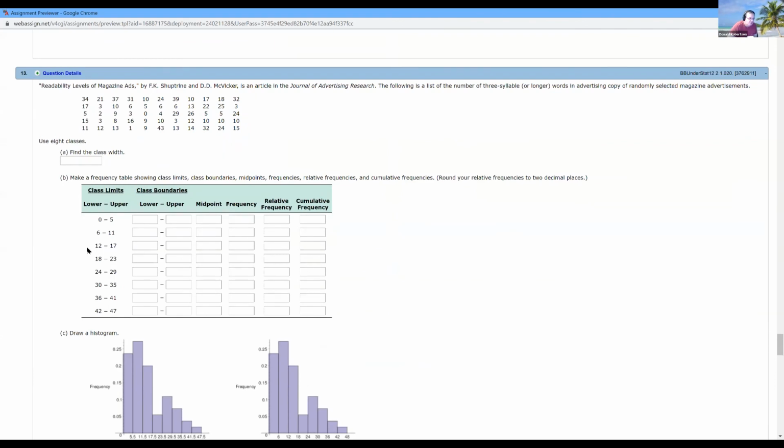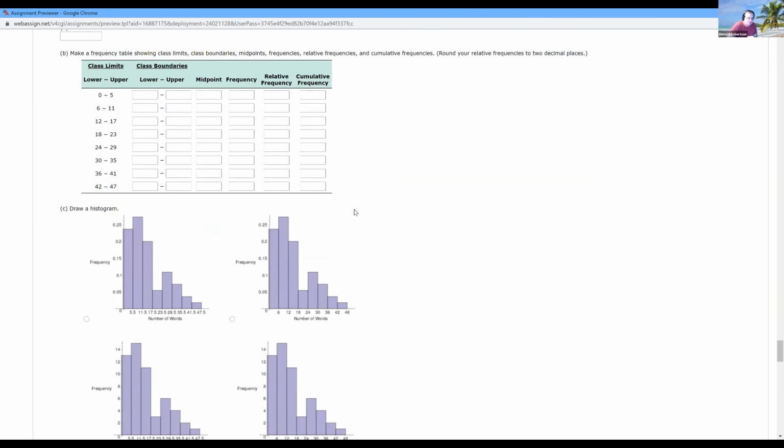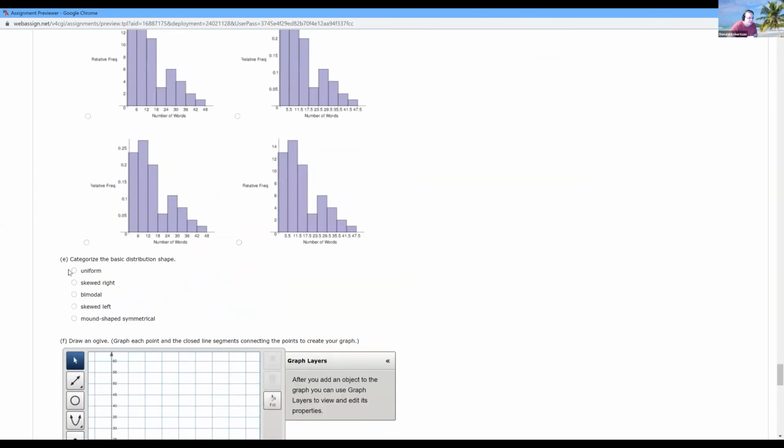I have no idea why it's called that. Here's another one where you basically fill in lower and upper and all that good stuff and relative and cumulative frequency. You do a histogram. And then they talk about which of these is your shape. Right? So you might do one and it's skewed right, in which case you would click that, right?